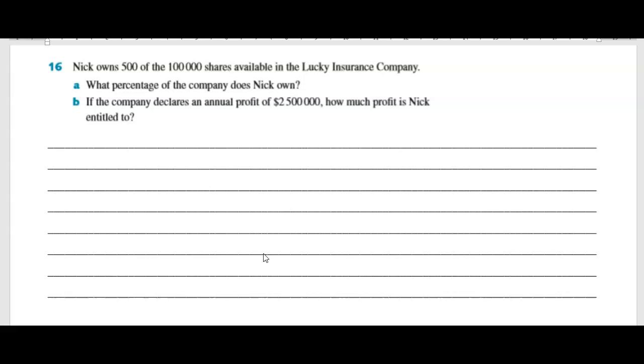Now, question 16, we've pretty much got the same scenario, but Nick owns 500 of the 100,000 shares available in the Lucky Insurance Company. What percentage does he own? So just similar to before, he owns 500 out of a possible 100,000, and then we just want to convert that into a percentage.